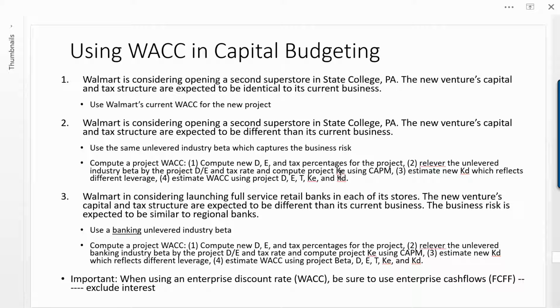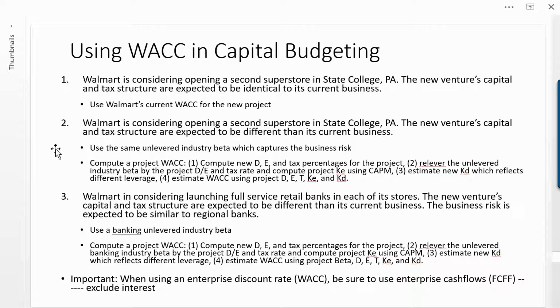risk. And then presumably, if the firm is going to use more debt financing, you could estimate that, well, maybe this new Walmart might only have a single A rating and get a new KD. So this method allows you to have different capital structures.